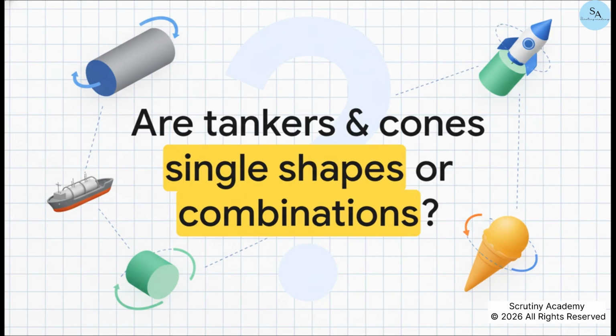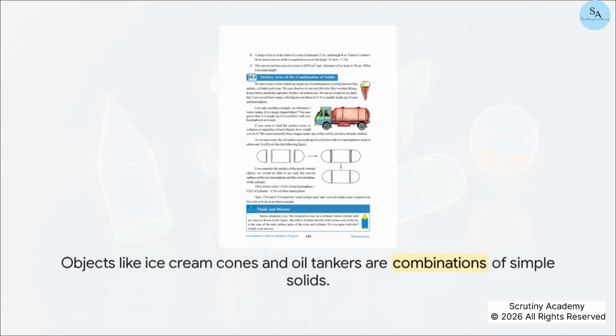They aren't just one single shape, right? They're actually combinations of different geometric solids. These things might look pretty complex at first glance, but they're really just puzzles. Think about it. An ice cream cone is just a cone with a hemisphere sitting on top. And that oil tanker, it's a cylinder with a hemisphere capping each end. Once you start seeing the individual pieces, the whole puzzle gets a lot easier to solve.